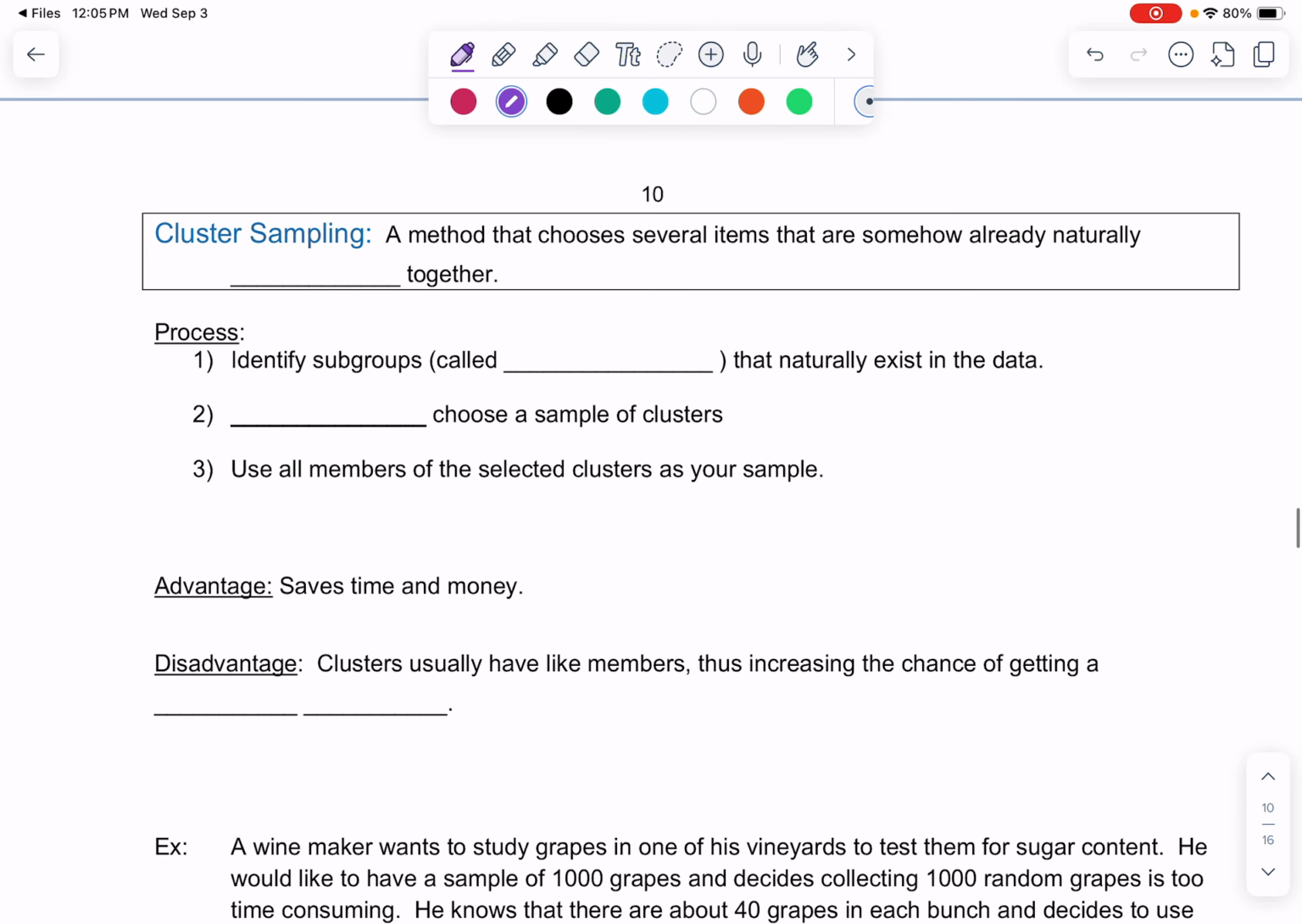Cluster sampling is the next one. It's where things are already naturally grouped together. So we're going to identify the subgroups, which we call clusters. These are things that are naturally grouped together. So if I were selecting students, classes would be an easy example. Like you guys are naturally grouped together in a class.